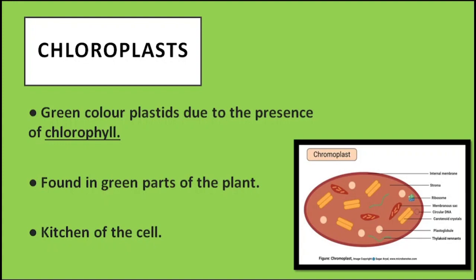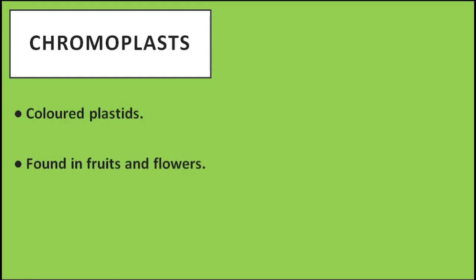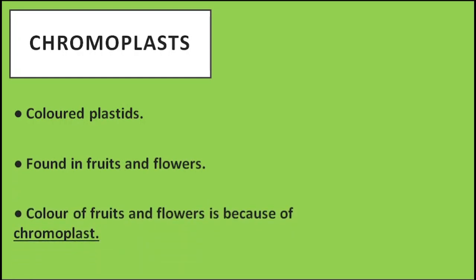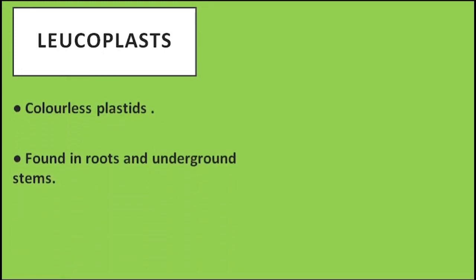So next comes your chromoplast. So chromoplast is the colored plastids found usually in your fruits and flowers, and the color of these fruits and flowers is because of chromoplast. The picture you can see over there. Then next comes your leucoplast. So these are the colorless plastids. They are found in roots and underground stems. And what is its function? Its function is storage of food.